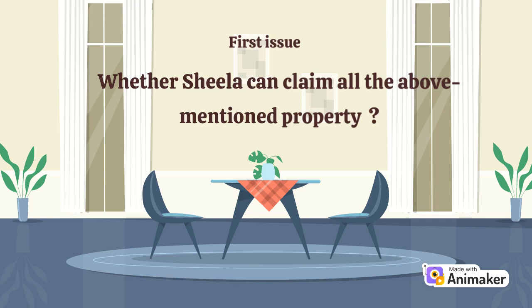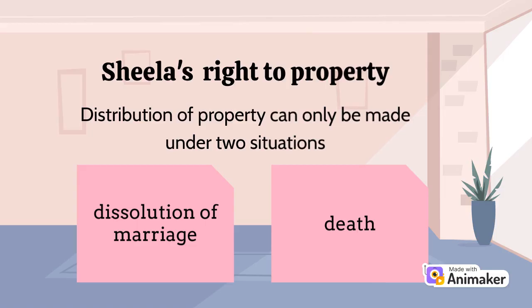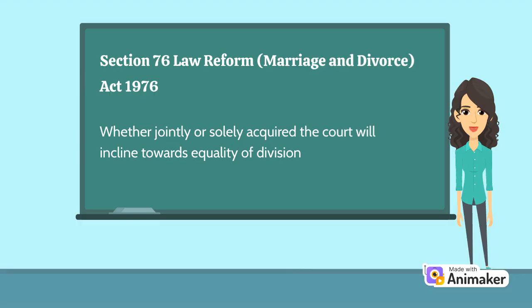So, regarding the divorce, a few issues arose. The first issue is whether Sheila can claim all the above mentioned property, as she also has a contribution in those properties. Generally, distribution of property can only be made under 2 situations, namely upon a divorce or dissolution of marriage, or upon death. In the matter of divorce or dissolution of marriage, distribution is in respect of property acquired during the subsistence of a marriage between a man and a woman, or if acquired prior to the marriage, the property has been substantially improved during such marriage.